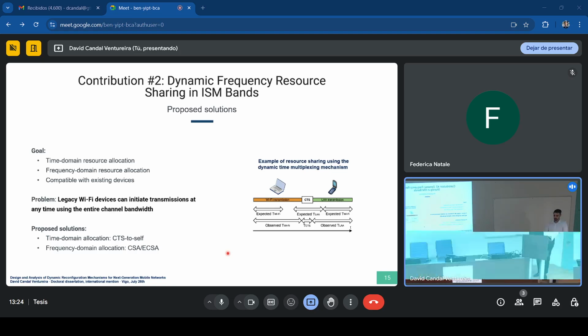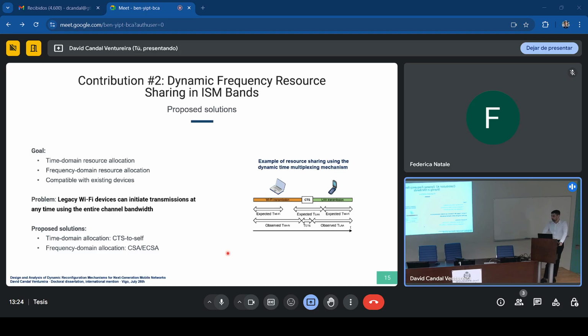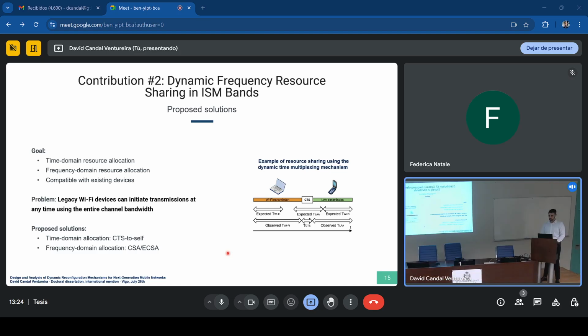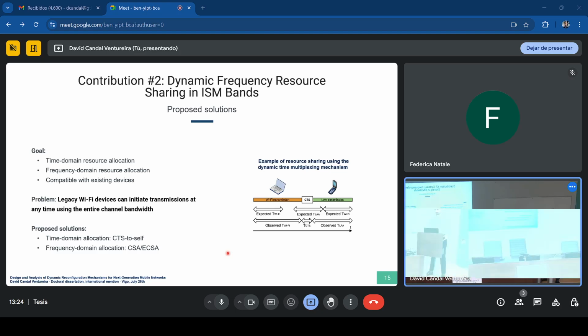approach, this specific approach, should not be implemented in any regular scenario, because, as I said in my thesis, the CTS does not block the transmissions of the Wi-Fi PSS. It blocks the transmissions of all the Wi-Fi devices in the space. That's relevant.